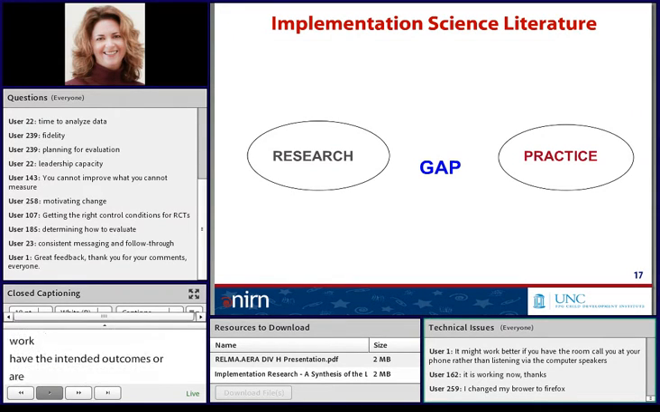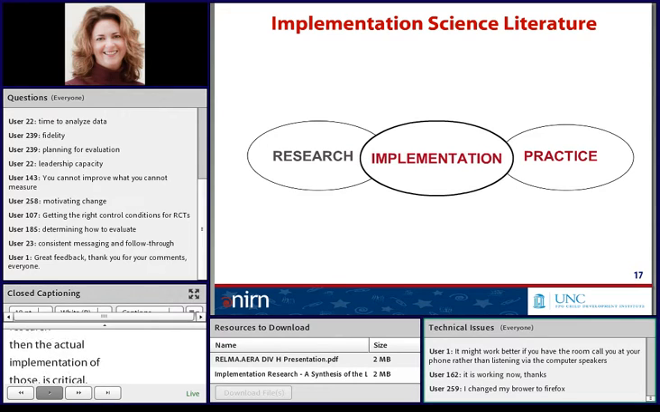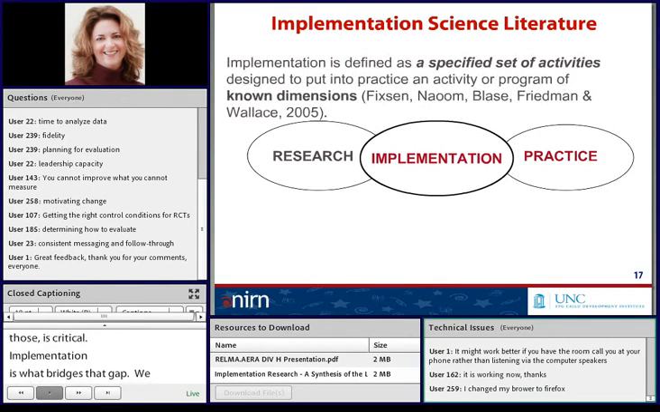So the level of effort that we've seen applied to identifying what those practices are, we have yet to see placed on how they're implemented. And the gap between the identification of those evidence-based programs that we see in the research and the actual implementation of those is critical. And implementation is what bridges that gap. And we define implementation as a specified set of activities designed to put into practice an activity or program of known dimensions, meaning that we have to be clearly defined on what we're trying to implement.